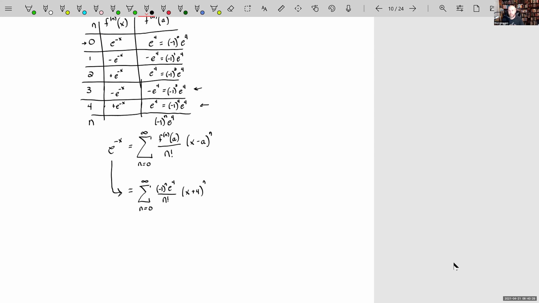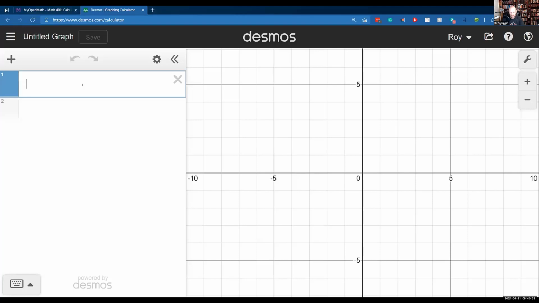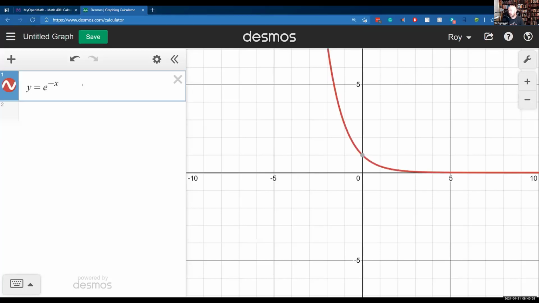Where's Desmos? Right there. Okay. And I'm going to type in here. I'll type y equals e to the negative x first. So there's our e to the negative x.